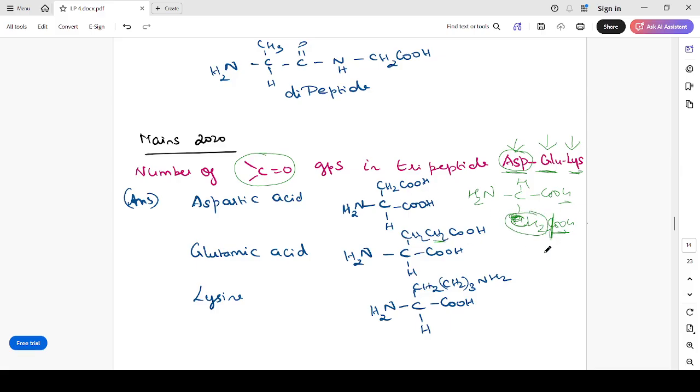Look at this. The next one is lysine. Lysine is a basic amino acid. The other two are acidic amino acids, where they have carboxylic acid in them. So here you can see instead of hydrogen, there is a butylamine group substituted there. Now the question is asking, if I am forming a tripeptide in this way, how many carbonyl groups could be there? Calculate it.